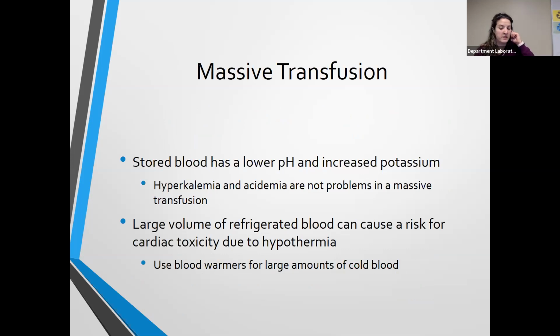And we talked a little bit about this as well. It's not uncommon. These products are going in at a very fast rate. I want you guys to understand that. They're rapidly being infused. They need to use a blood warmer to prevent hypothermia in those patients.